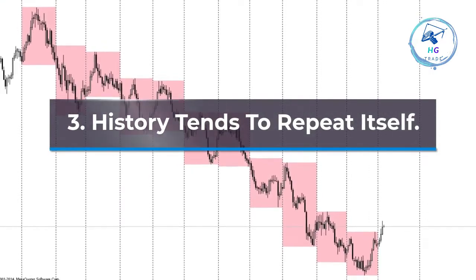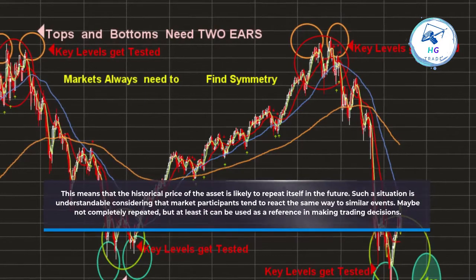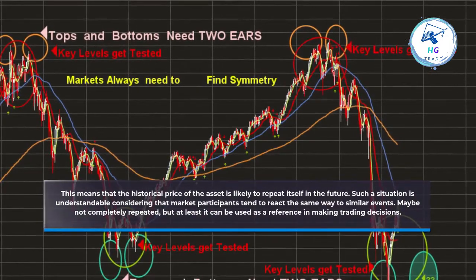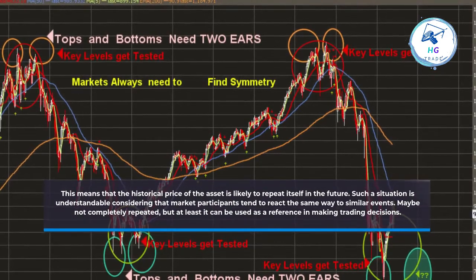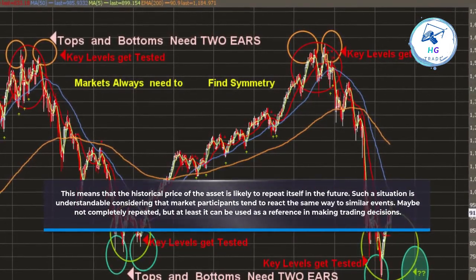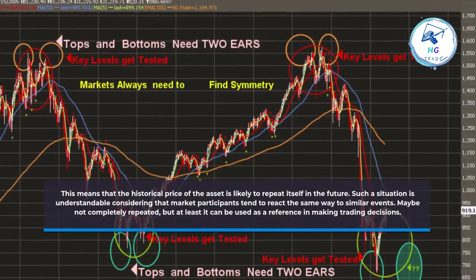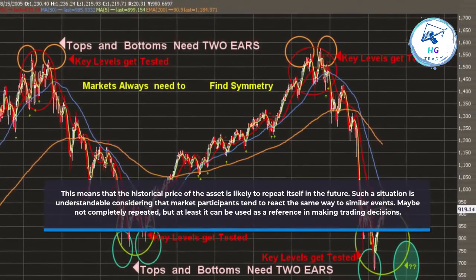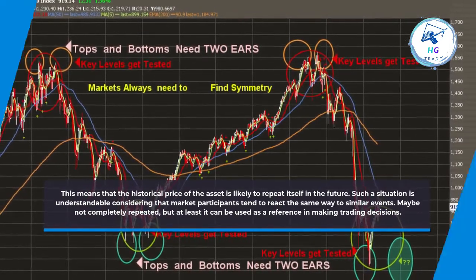3. History tends to repeat itself. This means that the historical price of the asset is likely to repeat itself in the future. Such a situation is understandable considering that market participants tend to react the same way to similar events. Maybe not completely repeated, but at least it can be used as a reference in making trading decisions.